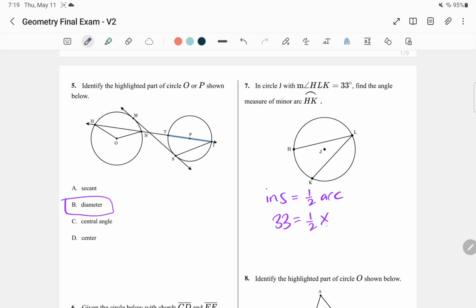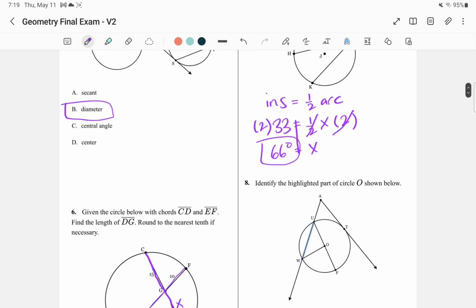And now if I have half X, there's a couple different ways I can do this. I can divide by 1/2, or I can just multiply by 2. It's the same thing. So I'm just going to multiply by 2 because that gets rid of that 1/2. I'm left with X over here, and 2 times 33 is 66. So our answer is 66 degrees.